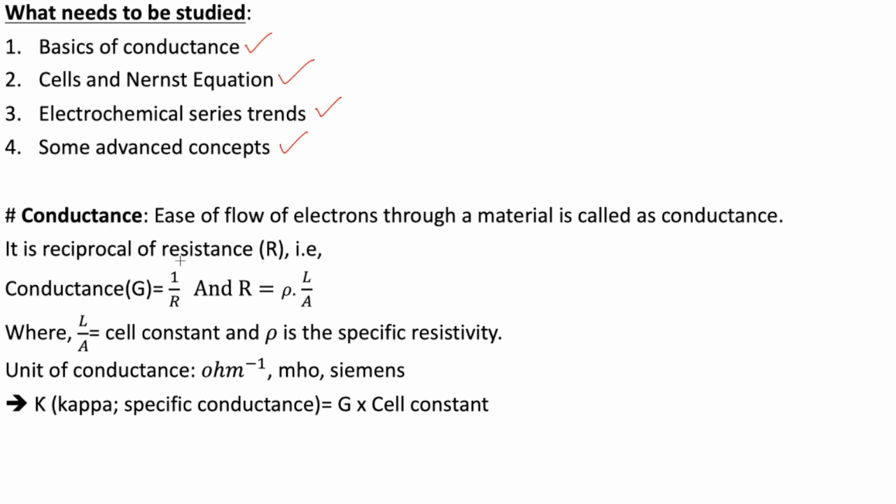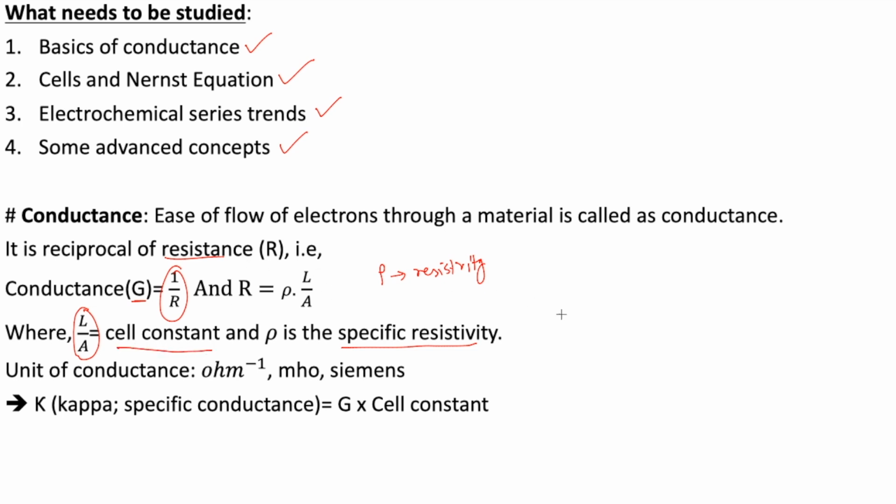So what is conductance? Conductance basically is flow of electrons through the material. That's what is called conductance. It's the reciprocal of resistance, and that's why it is also given by 1 by R. So conductance is denoted by G, and that is equal to 1 by R, where R is equal to rho L upon A, where rho is nothing but resistivity, also called specific resistivity. L is the length of your wire or the conductor, and A is the cross sectional area. L upon A combinedly is called cell constant.